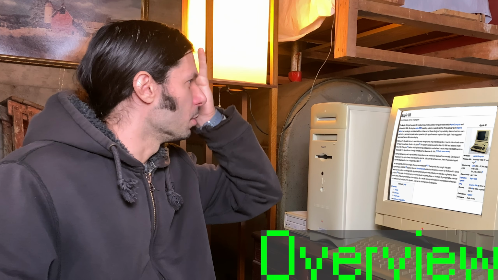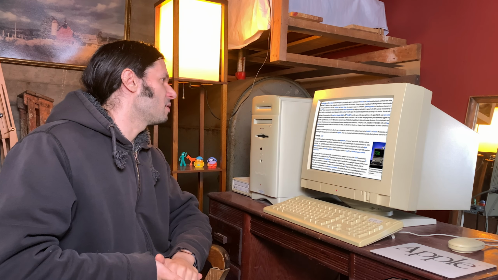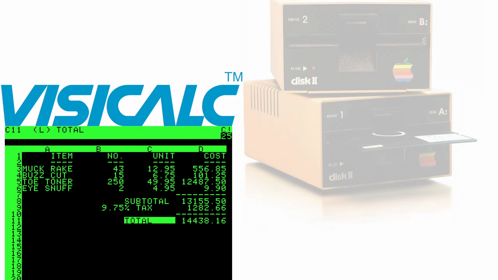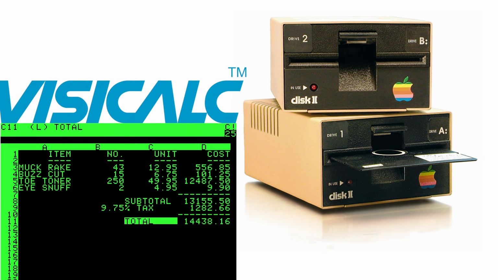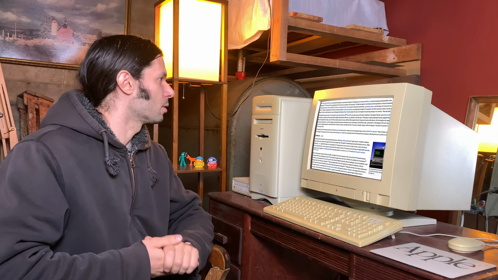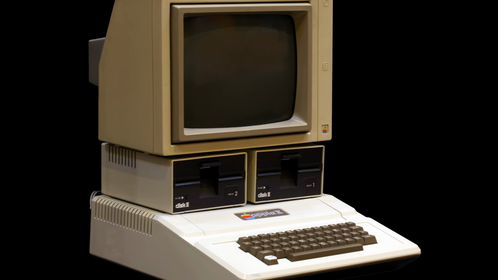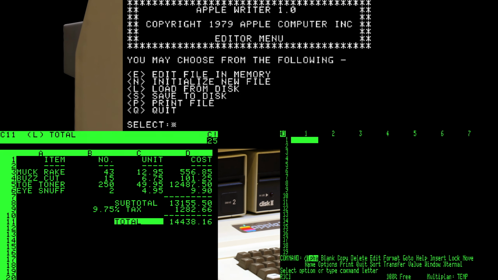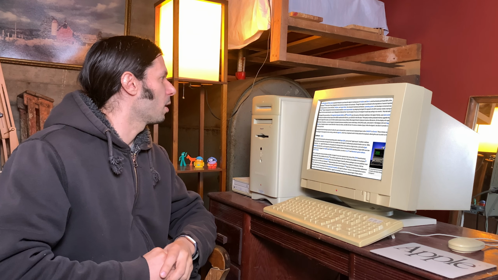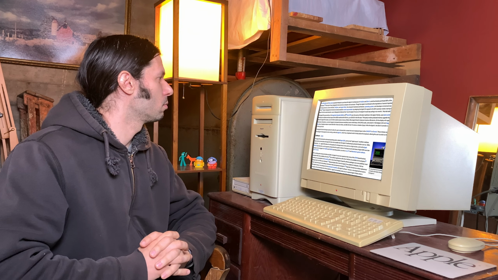Design overview. Steve Wozniak and Steve Jobs expected hobbyists to purchase the Apple II, but because of VisiCalc and Disk II, small businesses purchased 90% of the computers. The Apple III was designed to be a business computer and successor. Though the Apple II contributed to the inspirations of several important business products such as VisiCalc, Multiplan, and Apple Writer, the computer's hardware architecture, operating system, and developer environment are limited. Were limited. I mean, I guess they're still limited, but whatever.